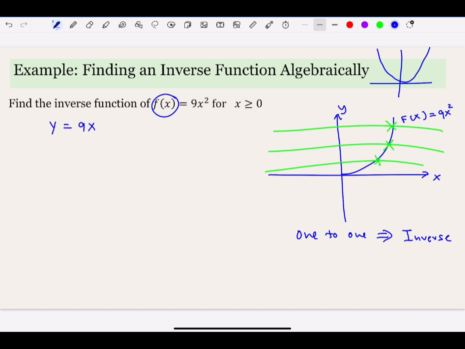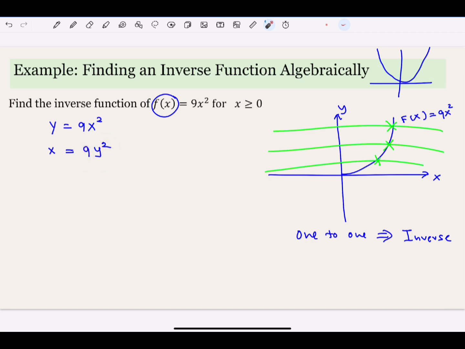Okay, here I go. And then you have to switch x and y. So instead of y, I'm going to write x, and instead of x, I'm going to write y. Okay, the next goal is to isolate y on one side of the equation. So here it is not isolated because I have a 9 here and I have an exponent as well.